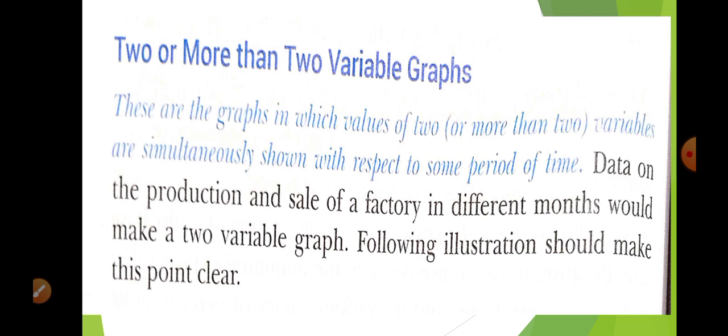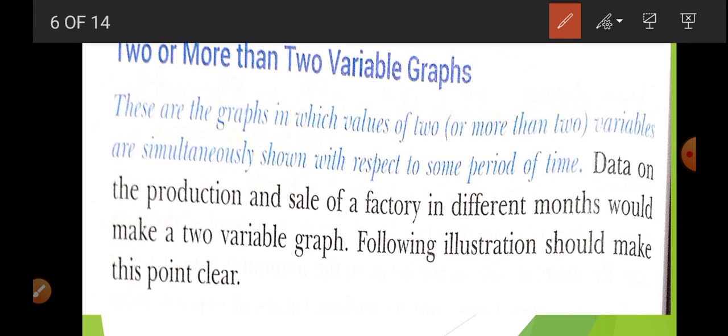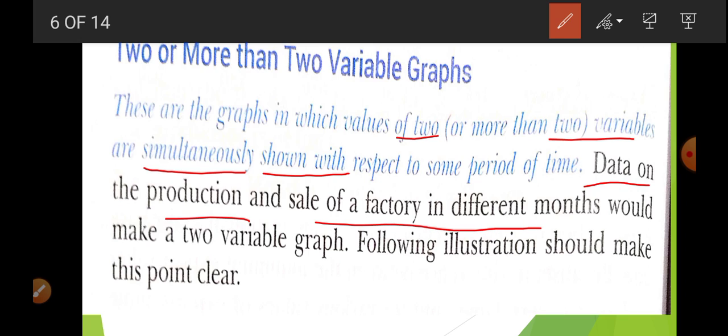Now two or more than two variable graph. In one variable graph we represent only one characteristic, but when we discuss two or more, there will be two or more than two variables and they are represented simultaneously, that is, together. So this type of graph is known as a time series graph. Okay, so data on the production and sale of the factory in different months would make a two variable graph.